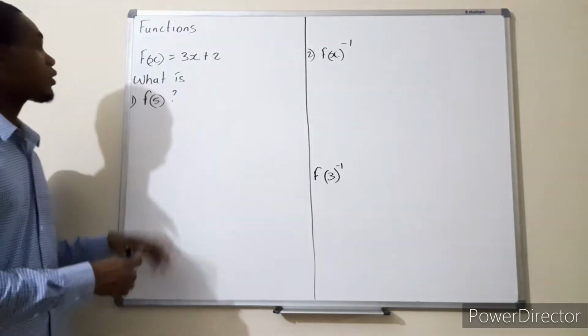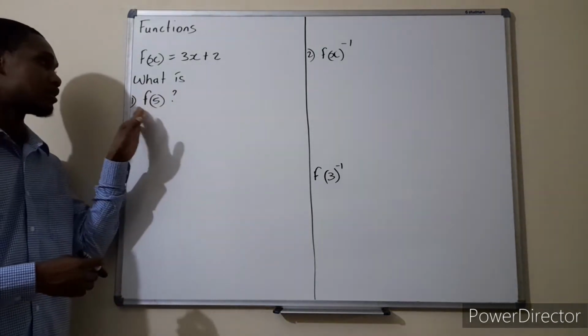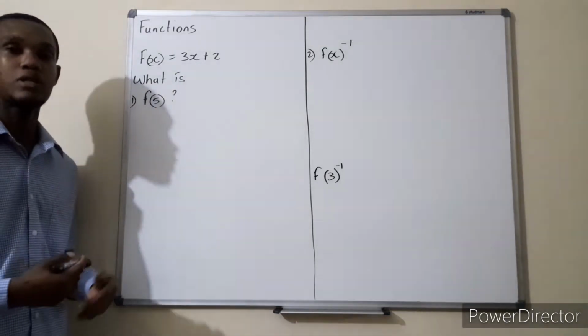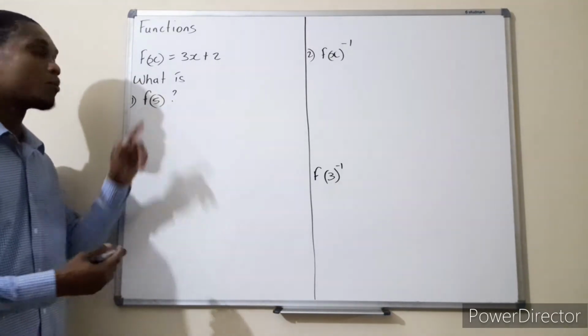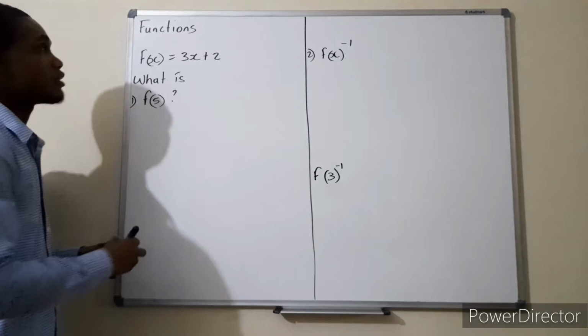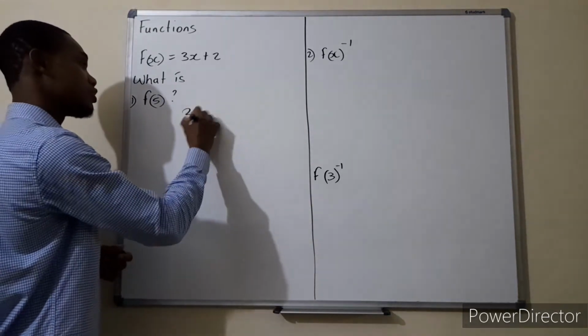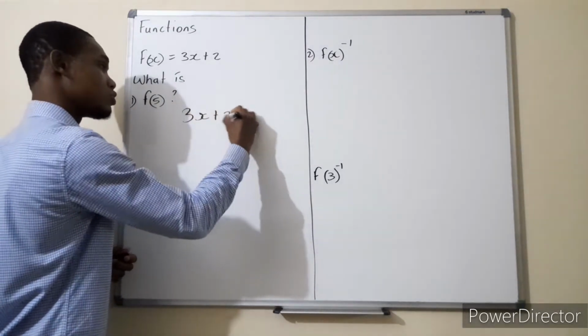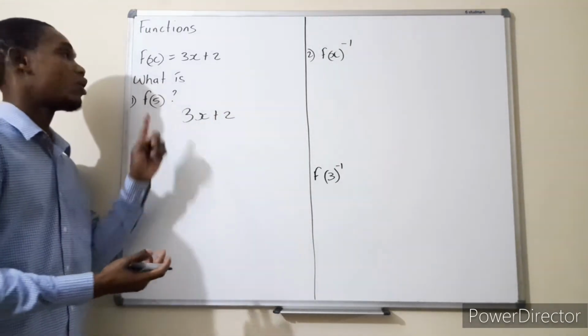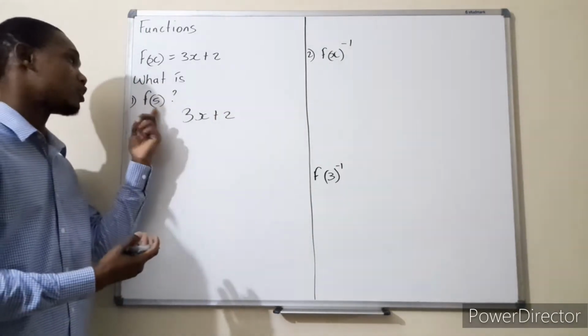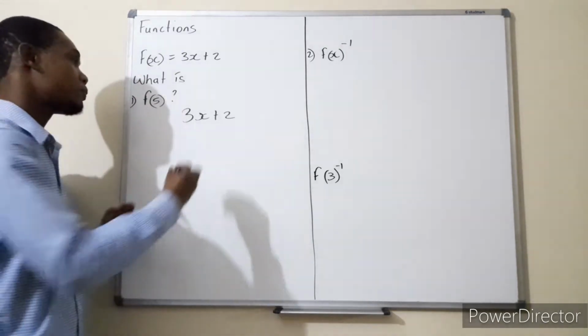to 5. Now, once you see something like this, f of 5, it simply means that wherever you see the letter x, you're supposed to replace it with the number that you are given. So in this case, it's 3x plus 2, so you'll just say 3x plus 2. Now, because x is right here, you're going to replace your x with the number that is given, which is, in this case, 5.